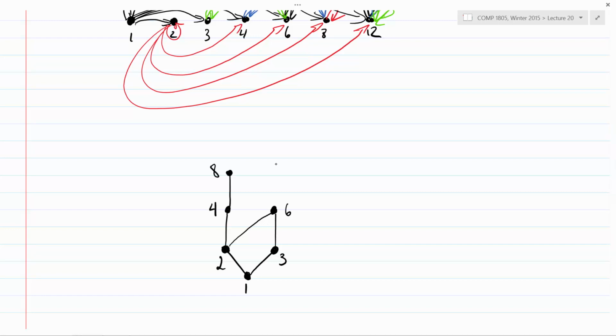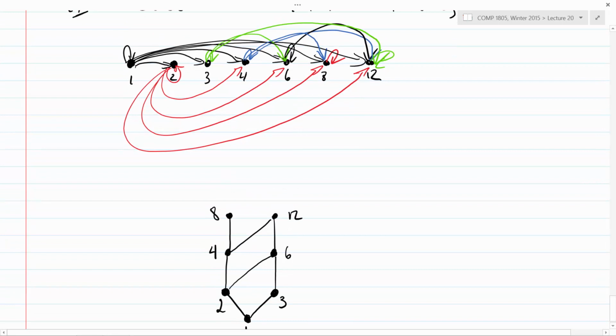And then the last thing is 12. This seems like a good spot for 12. 12 is divisible by 4 and by 6. So this is one possible Hasse diagram for the divide relation over this set. And this is much prettier than the other thing, right? That's a much better way of representing the information. Any questions about this?